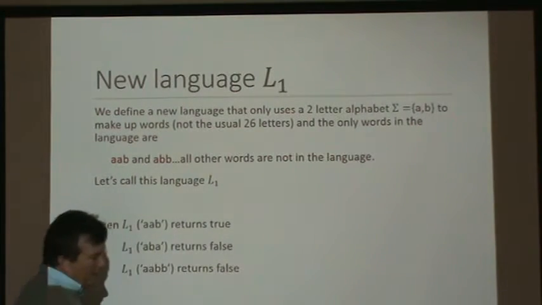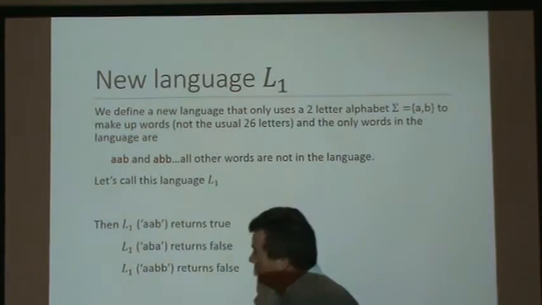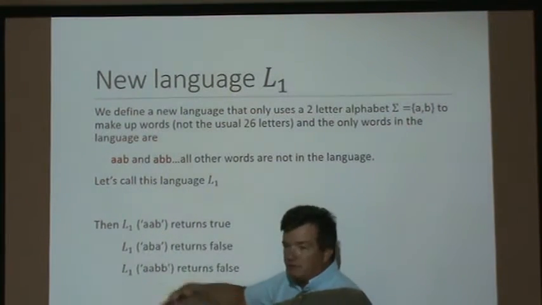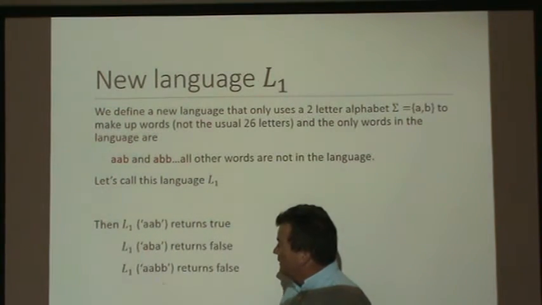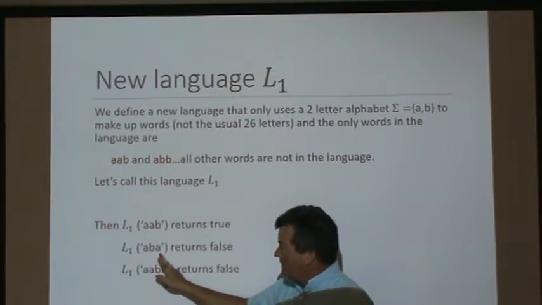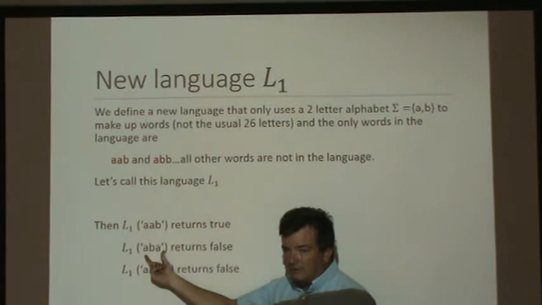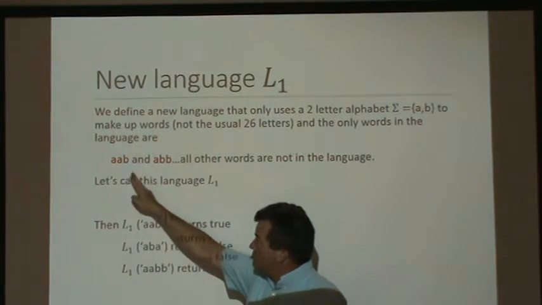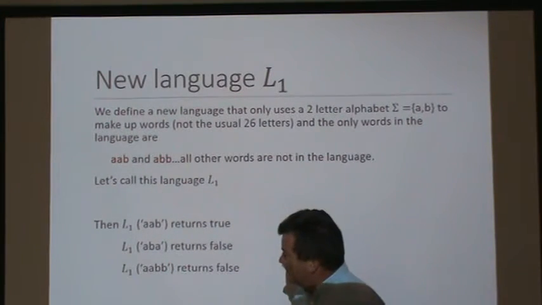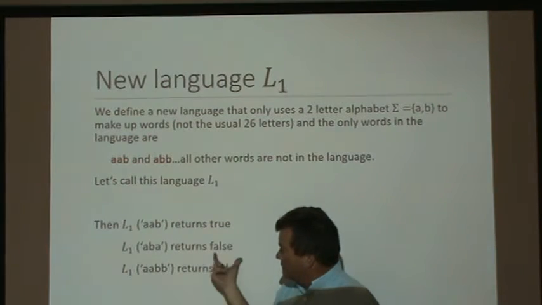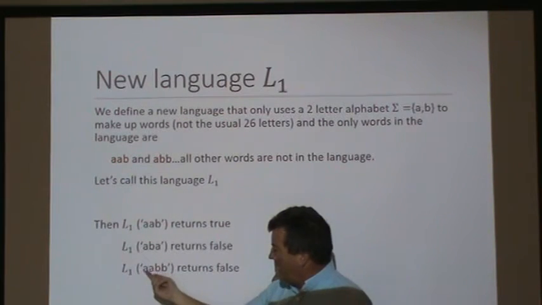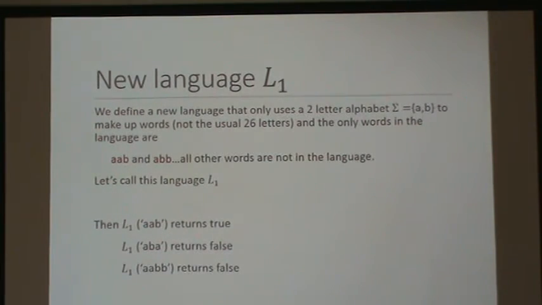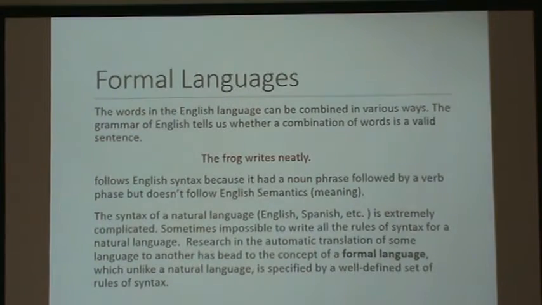So we would have to create a function for our language that would take in, let's say, the string AAB, and it should return true. If it took in ABA, even though it's 3 letters and only A's and B's are used, it doesn't follow the rules of our language, which is that it's either that word or that word. And so that should return false. And if we put in AABB, that should also return false. Our language. Okay.